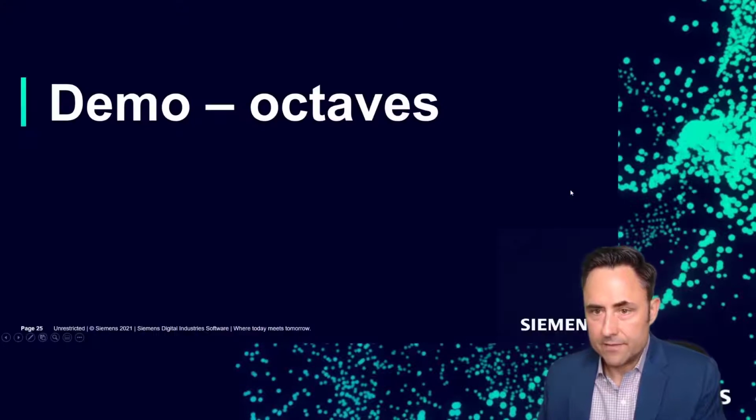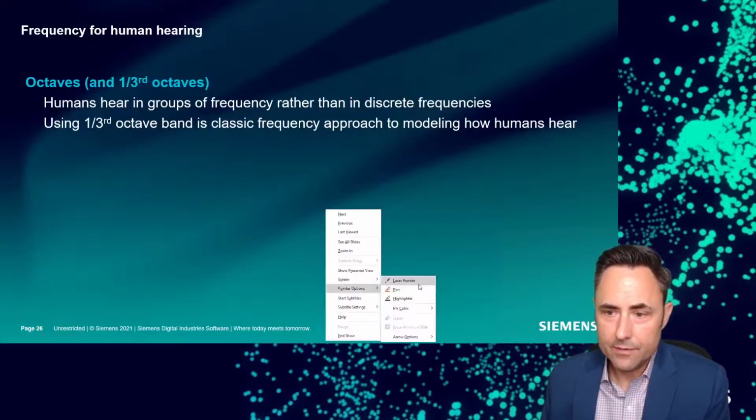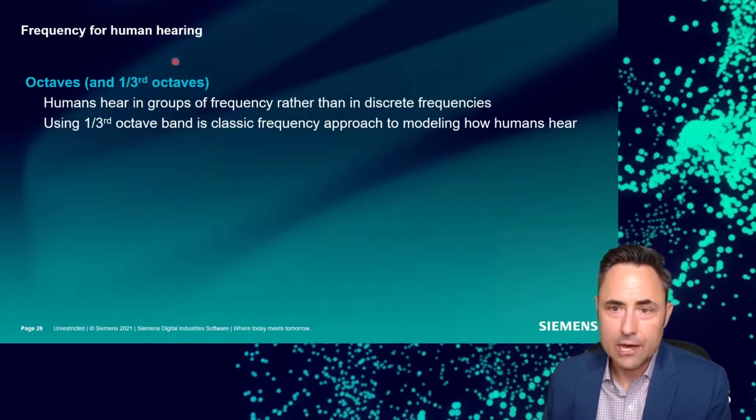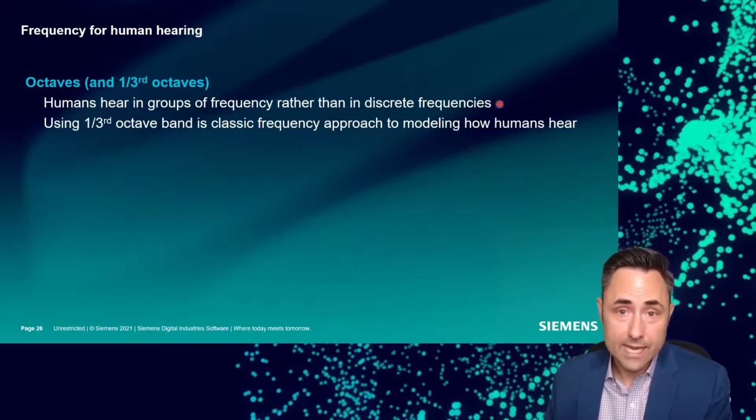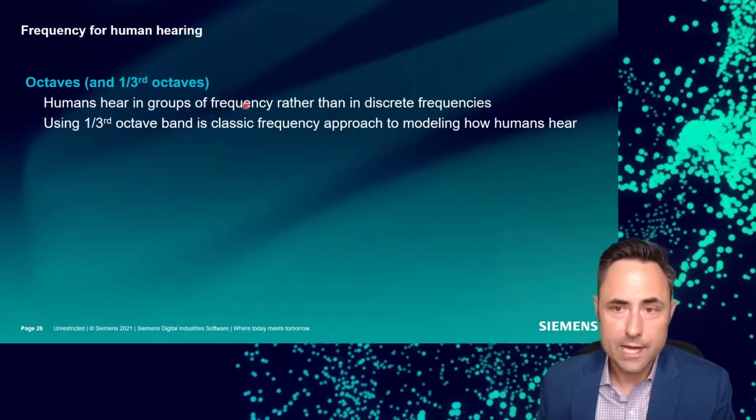So that's the octave bands. So again, it's another tool that we have to help us model how we hear. dB was for amplitude, 1/3 octave band is for the frequency axis. We hear in these groups of frequencies rather than discrete frequencies, and so we group them using a mathematical model, which is the 1/3 octave band.